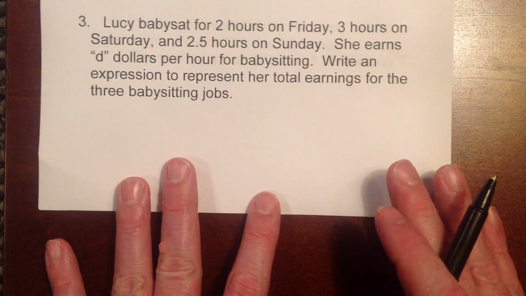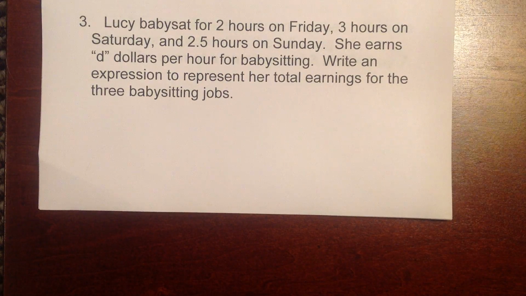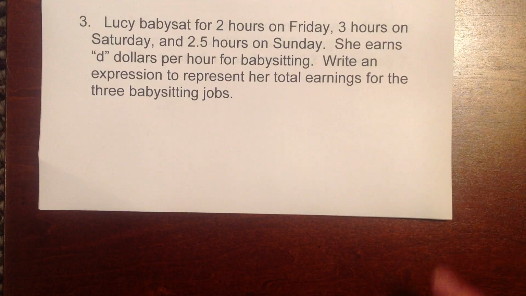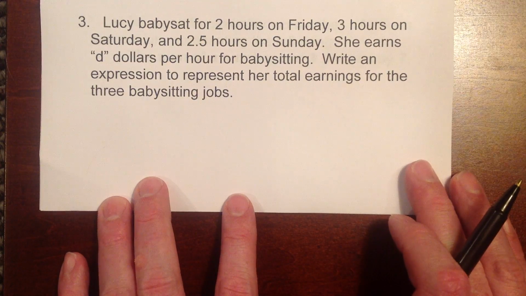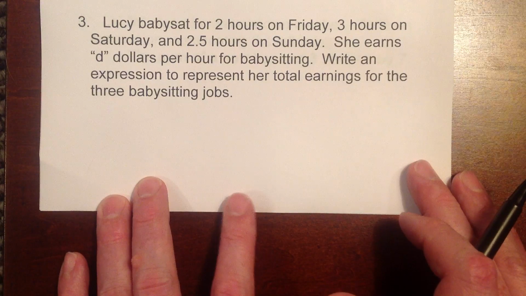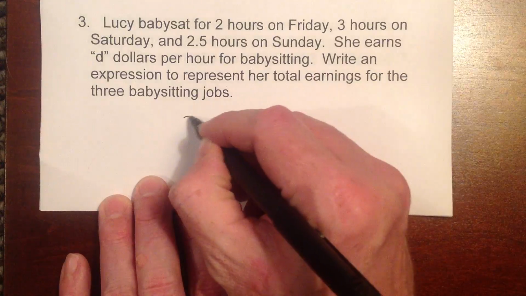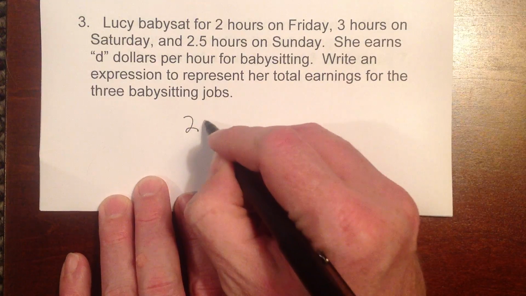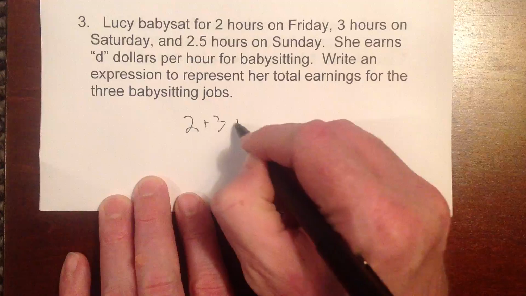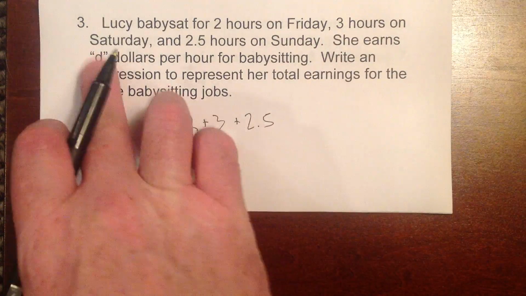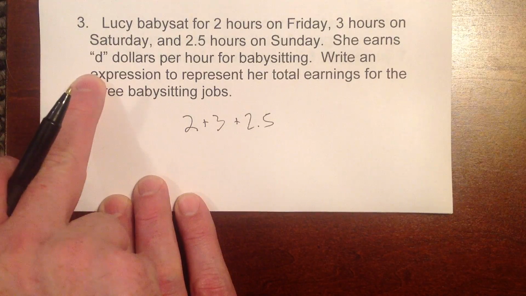Number 3. Lucy babysat for 2 hours on Friday, 3 hours on Saturday, and 2.5 hours on Sunday. She earns D dollars per hour for babysitting, so it could be $7, it could be $20, we don't know. What they're asking you to do is write an expression to represent her total earnings for the 3 babysitting jobs. Well, we could do this several different ways. We could say she worked 2 hours, plus 3 hours, plus 2.5 hours. But we've got to multiply all that by D, because that's the number of dollars she earns per hour.